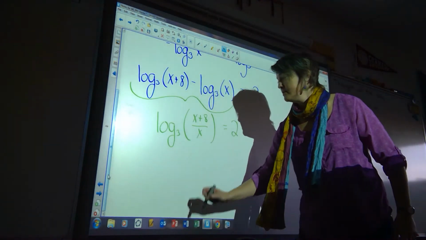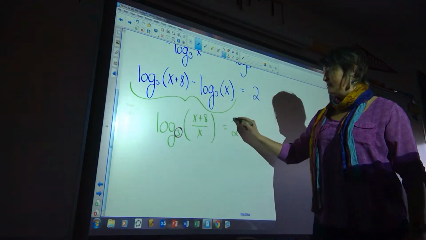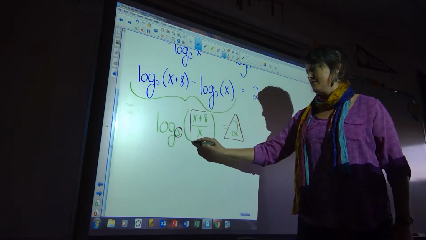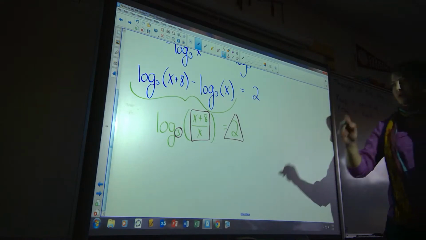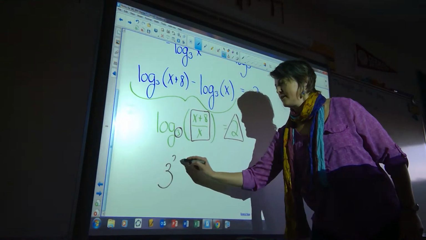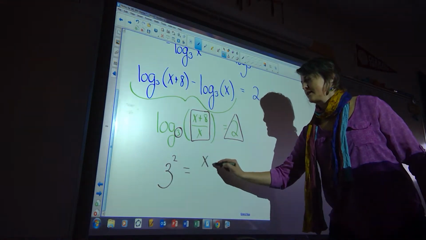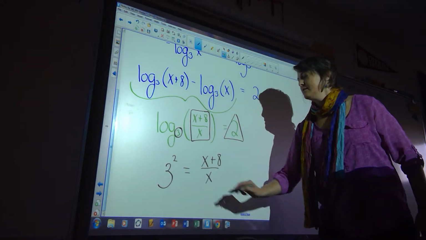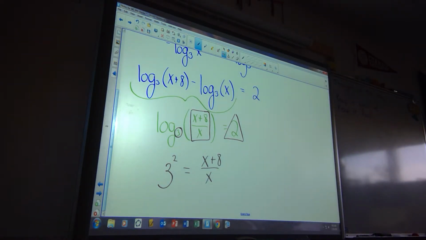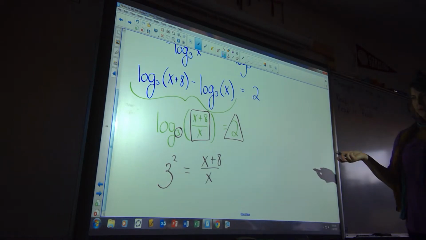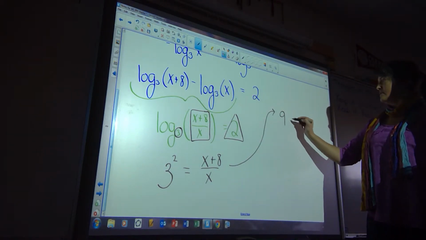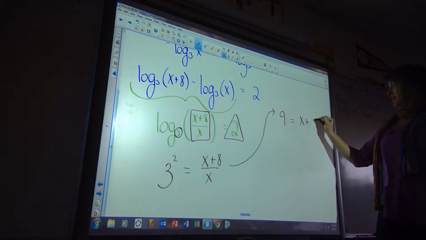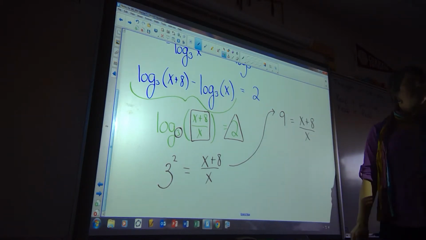Now I am ready to rewrite this. Here's my 3 pieces. That's the only way to get the x out of the log is to rewrite it. So this would be 3 squared is equal to x plus 8 over x. And now I just have an algebra problem that I'm solving. So this is 9 equals x plus 8 over x.